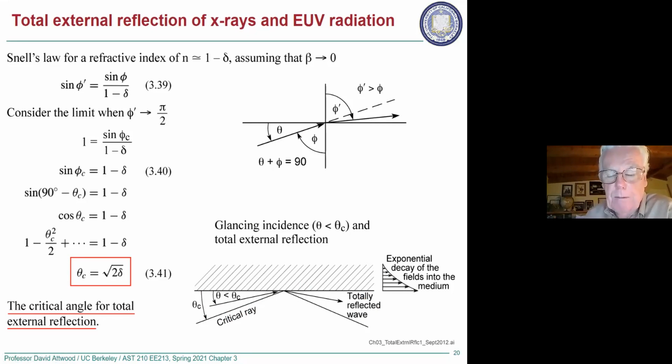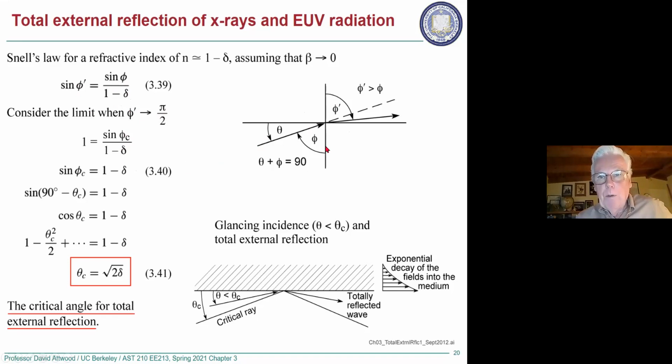We're going to calculate what it is at normal incidence. For instance, it's going to be 1 part in 10 to some power, some really very, very small reflection. So let's just find out what this critical angle is for this refractive index here. So we want phi prime, the refracted wave, to be 90 degrees. So this is going to be 1. Sine of 90 degrees is 1. When that happens, this is called the critical angle. It still has the 1 minus delta.